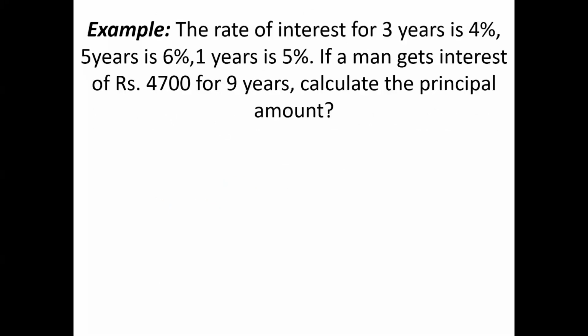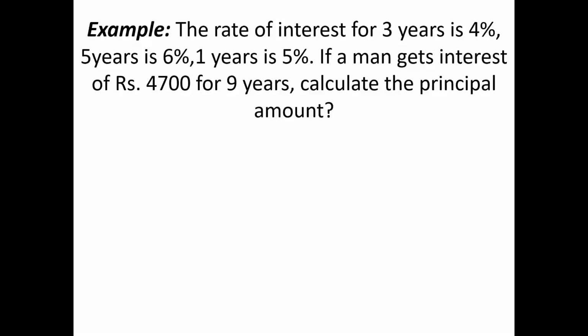So there is another question: the rate of interest for 3 years is 4%, for 5 years is 6%, and for 1 year is 5%. If a man gets interest of rupees 4,700 for 9 years, calculate the principal amount. So first we need to understand the question.